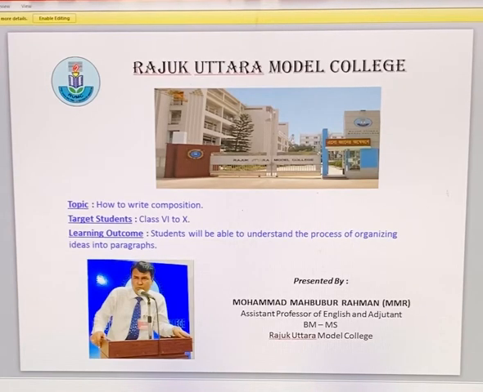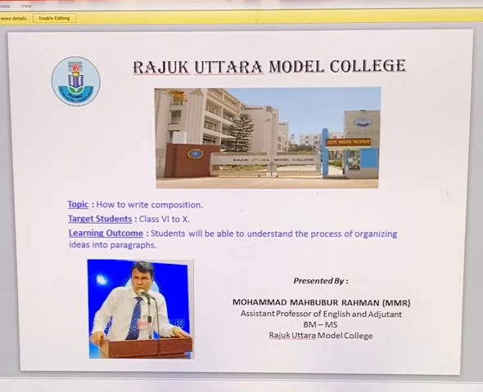I would like to share some ideas on how to write a composition. My target students are the students of class 6, 7, 8, 9, 10, and even the students of class 11, 12 can enjoy this lecture. I personally believe that after this very lecture, my students will be able to understand the process of organizing ideas into paragraphs to write down a good composition.